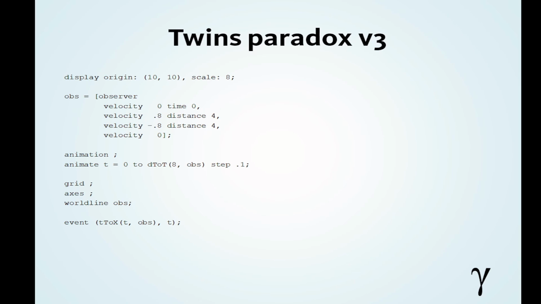So to find out where the observer is going to be, we take the time and get the matching x value, so t to x. We take the time, give it the observer, it returns the matching x value for that. And then we create a coordinate xt there for the event, and it's going to animate that event. So we'll move along the world line from start to finish. So let's see what that looks like.